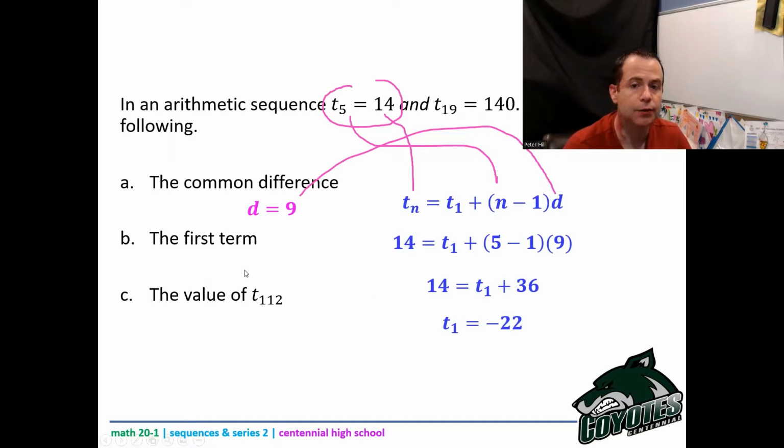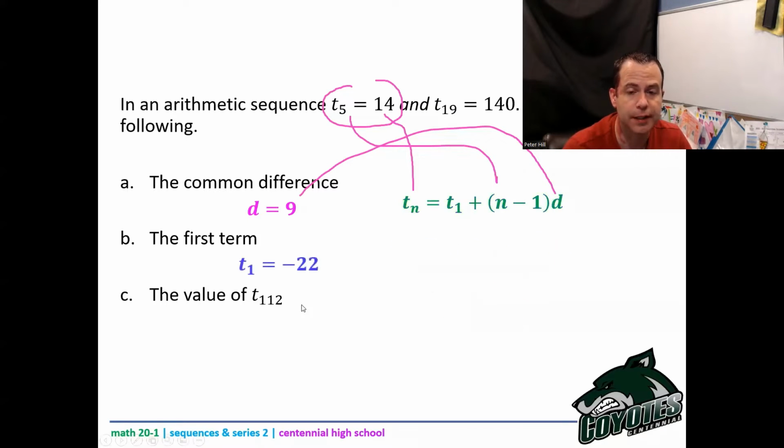Okay, so now I know d and I know t of 1, which means I have the general formula, right? Because the general formula just involves the t of 1 and d, and then it allows us to plug in anything we want for n. So the value of t of 112, I'm just going to plug 112 in for n and solve.